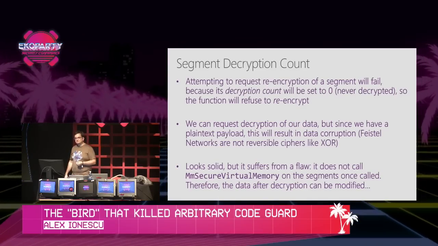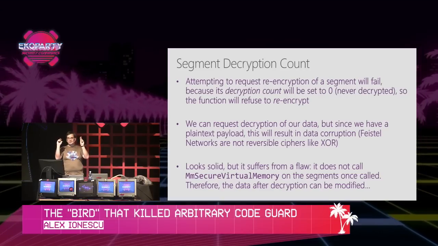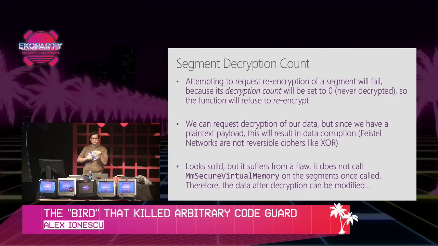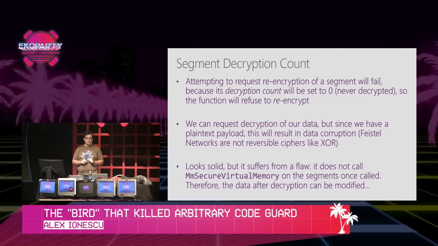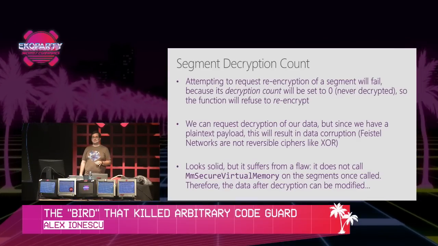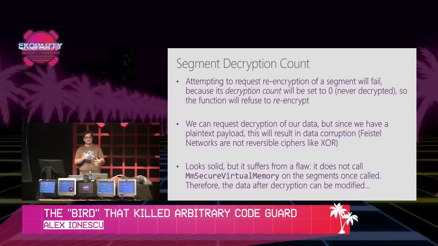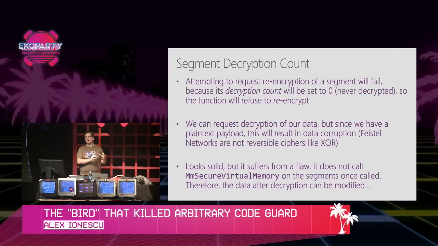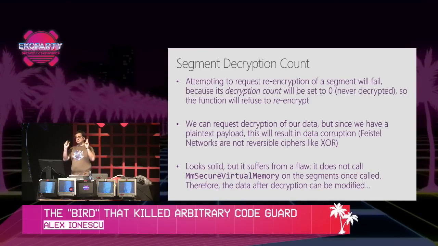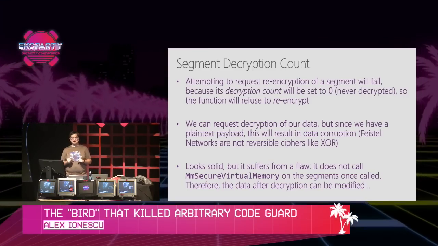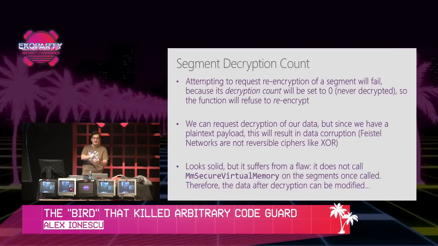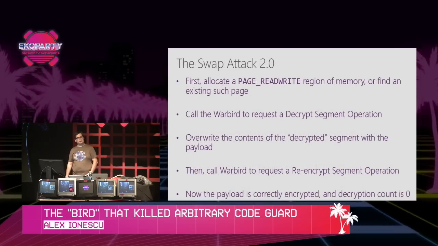However, there's still a flaw. Because when they decrypt a segment and the decryption count goes to 1, they don't protect the virtual memory in user mode. There's actually an API call that you can use to do that, secure virtual memory, which basically says now that someone in kernel mode has done something to this memory, nobody in user mode can modify it, but they don't do that. Therefore, you can decrypt a segment and then in user mode write anything else you want on top of that data, and then you can call re-encrypt.